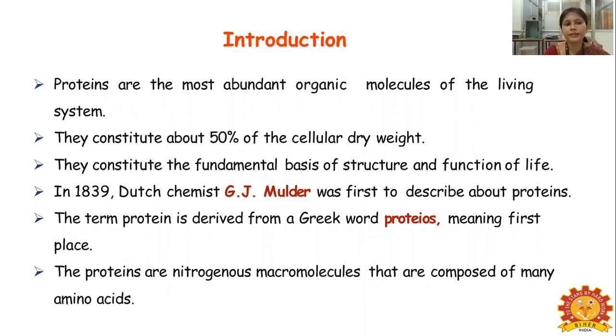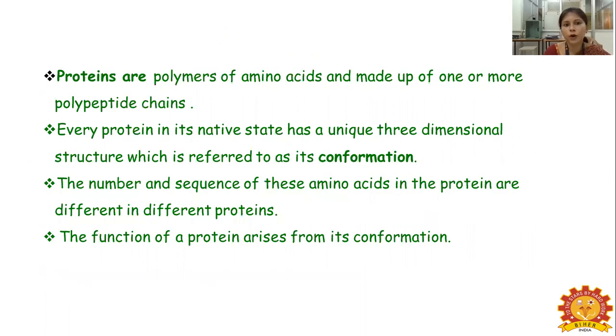So in 1839, Dutch chemist G. Mulder was the first to describe proteins. The term protein is derived from a Greek word, proteos, which means first place. So proteins are nitrogenous macromolecules that are composed of many amino acids. So they are polymers.